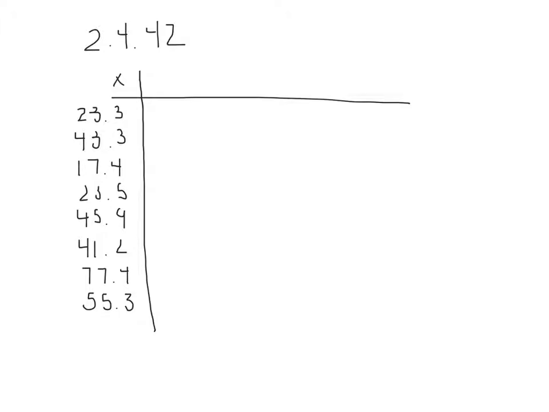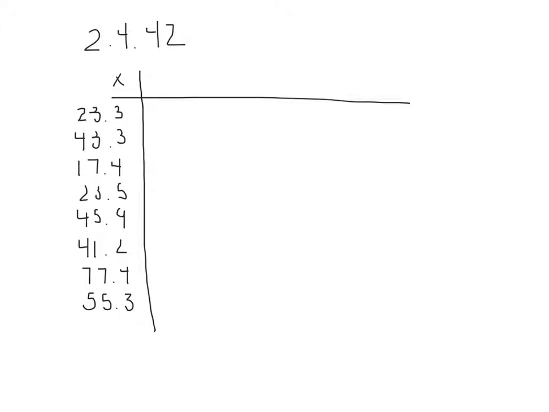So the first X value was 23.3 for those who were under 4 years, the next value of X was 43.3 for those who were 5 to 14 years, and so on. The first thing you're asked to calculate is the sample average.